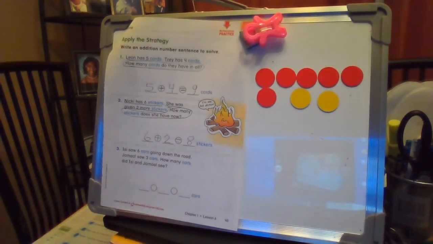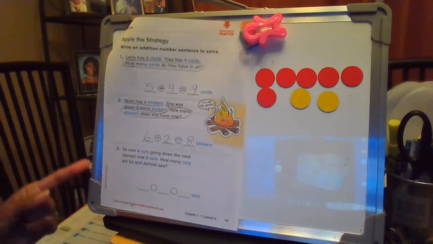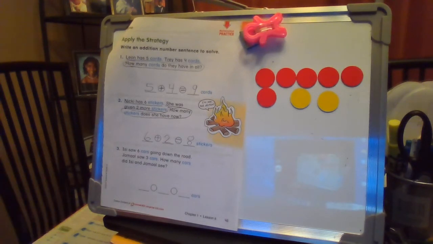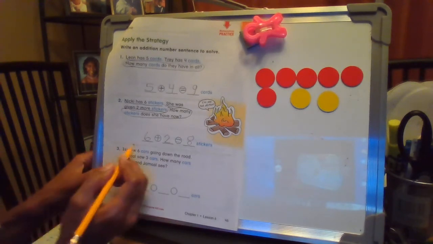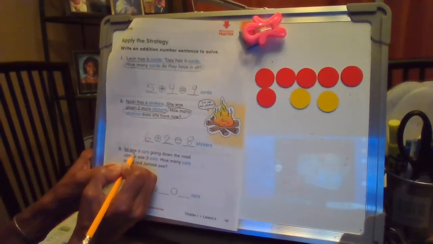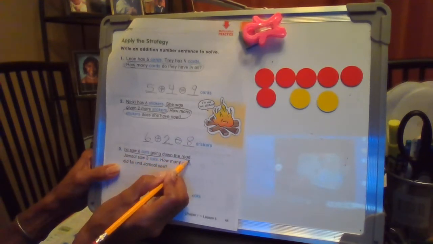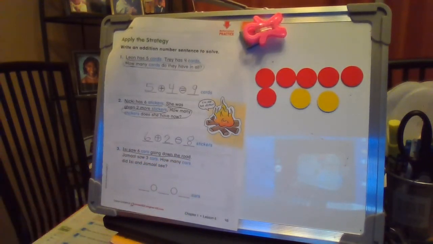I've got to understand the question. So what am I going to do? I do 2 things. I'm going to underline what I know, and I'm going to circle what I need to find. So what do I know already? What did the author tell me? What information did the author give me in this story? Well, Icy saw 6 cars going down the road. So I need to underline that. Make sure you underline.